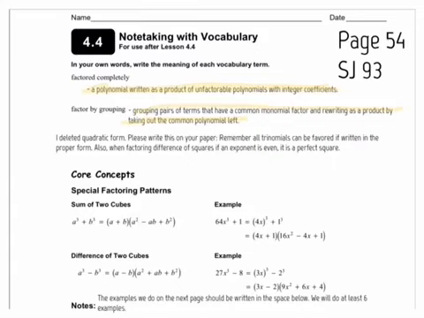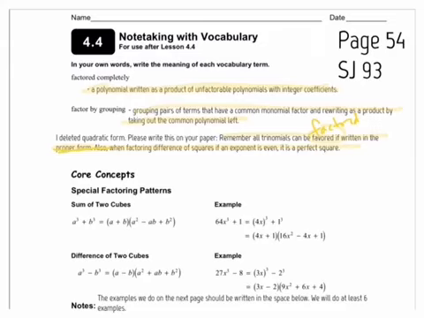Remember, all trinomials can be factored. Oh, and that says favored. Whoops, typo. That should say factored. Remember, all trinomials can be factored if written in the proper form. Whoops, let me go back to the highlighter. Written in the proper form. Also, when factoring difference of squares, if an exponent is even, it is a perfect square. That's another thing I want you to remember.